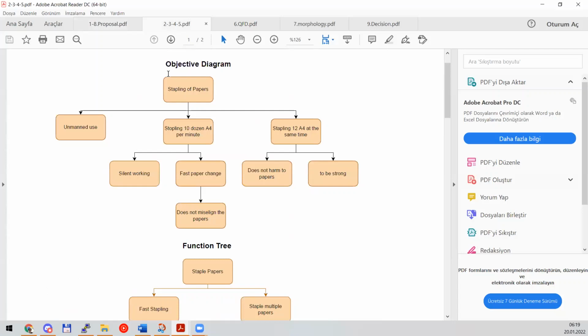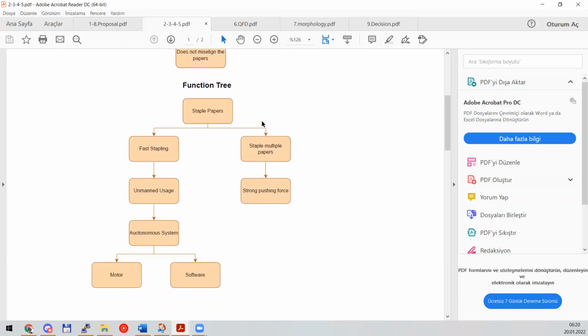This is our objective diagram. In the objective diagram, stapling of papers is separated into two parts. On minute use, stapling 10,000 A4 per minute, stapling 20 A4 at the same time. On stapling 10,000 A4 per minute, it is separated into two parts: silent working and fast paper change. The fast paper change is followed by not misaligning the papers. Stapling 20 A4 at the same time is separated into two parts: not harming the papers and being strong.